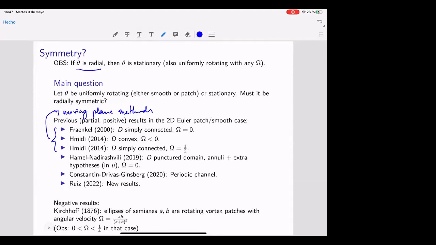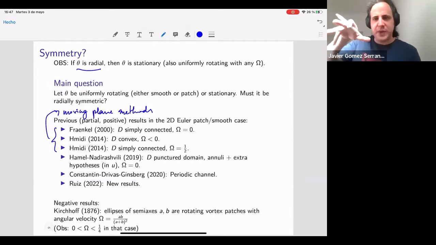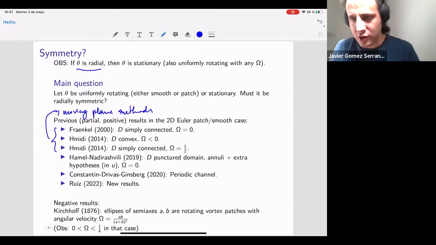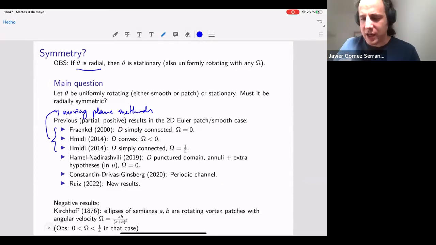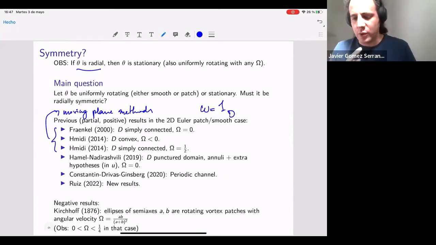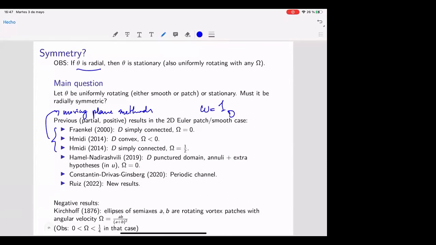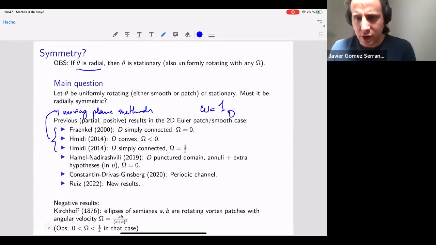Sorry, okay. What is the difference between positive omega and negative omega? It's whether you rotate counterclockwise or clockwise. But the theorems are different. Yes, I'm assuming here that the vorticity is a characteristic function. So if the vorticity is a characteristic function of a set, then this induces somehow rotation in one direction. Okay, so if you look at this from the point of view of the fluid.